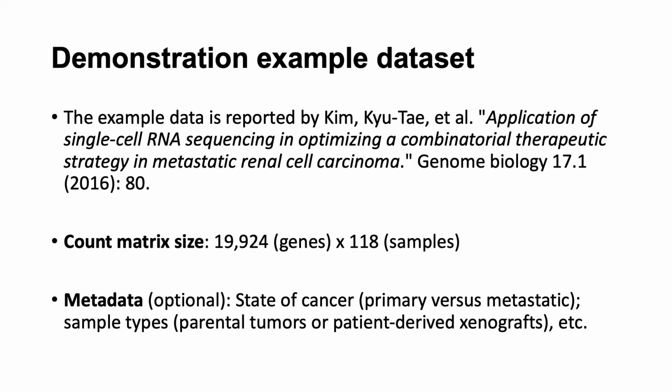In this video, I will give a brief lab demonstration of how to use our platform using this example dataset. This dataset is reported by this manuscript called Application of Single-Cell RNA-seq Sequencing in Optimizing a Combinatory Therapeutic Strategy in Metastatic Renal Cell Carcinoma. In this example dataset, we have a count matrix with 180 cells and 90,924 genes. For metadata, we extracted information such as state of cancer, primary versus metastatic, and sample type, parental tumors, or patient-derived xenograft, etc. Now let's go to the lab demonstration.